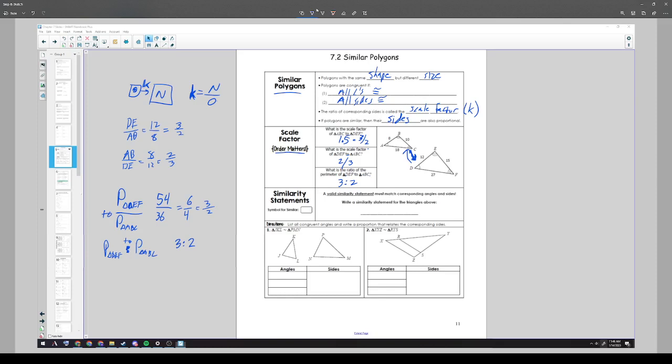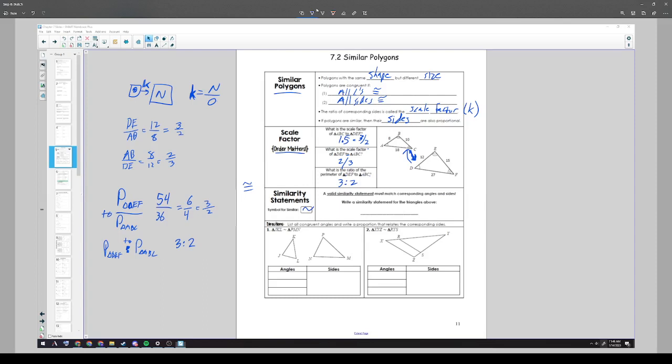Okay, similarity statements. So just like we had congruent statements that told us what corresponding parts match up, we have a similarity statement. And instead of the congruent symbol, which was equals with this little wavy guy on top, our symbol for similar is just that little wavy guy by itself with no equals underneath it.